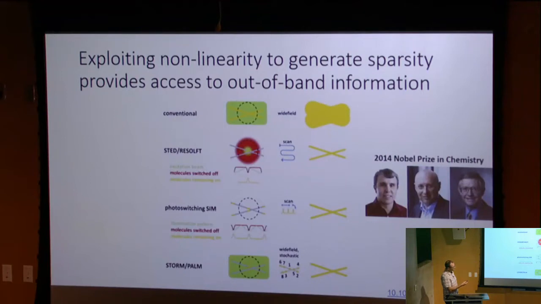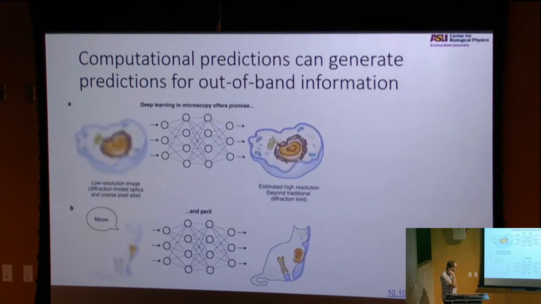Photo switching, which is single molecule localization microscopy, the nonlinearity is that you turn all of the fluorescent labels off and then you randomly have them turn on one by one. There are two variations on this: the version of SIM, and then STORM and PALM. All of these take repetitive images somehow. This one you need to scan your spot across the sample. These two you need something like hundreds to thousands of images to hope that everything turns on enough to see it.